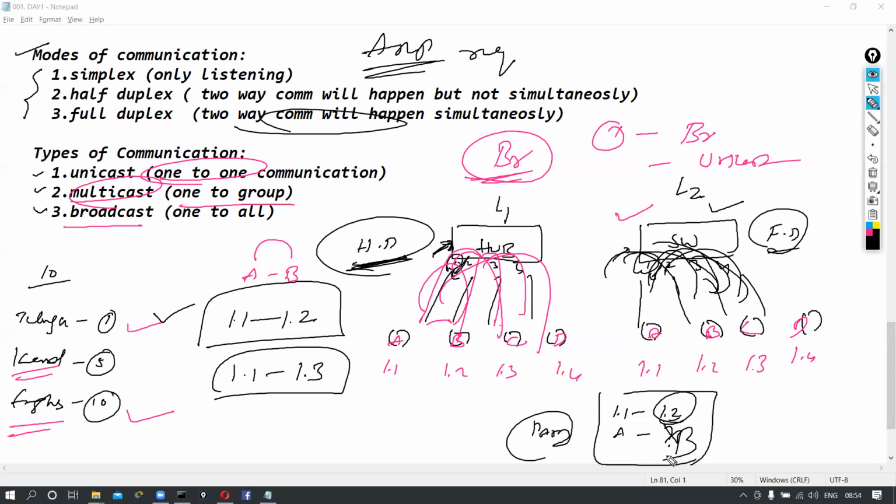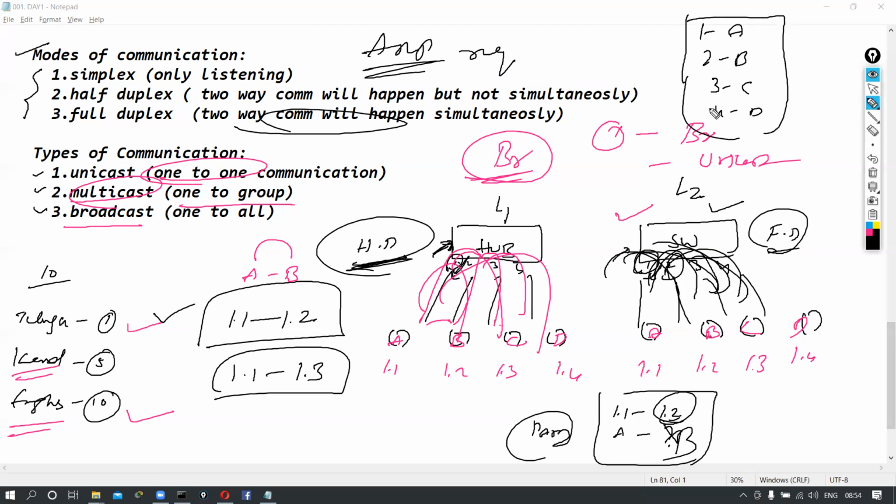I will send the data directly from A to B only. How will the switch forward directly from A to B? Because via port number 1, A is connected, via port number 2, B is connected, via port number 3, C is connected, via port number 4, D is connected.